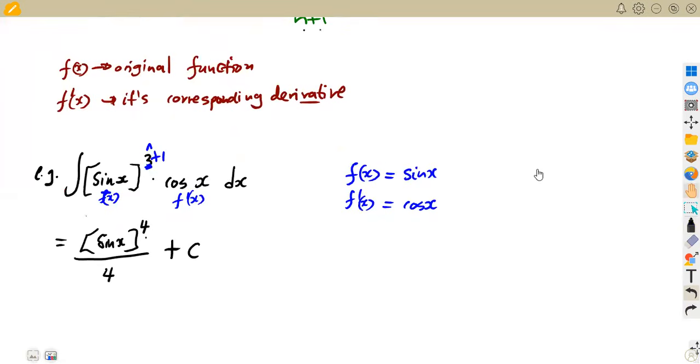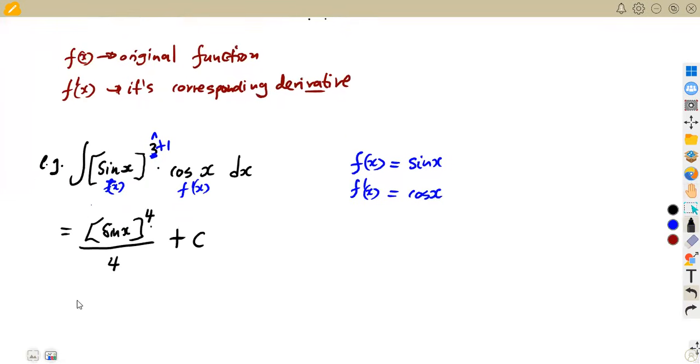But we know that if we are given sine x to the exponent of 4, like we are given sine x to the exponent of n, it simply means sine to the exponent of n of x.